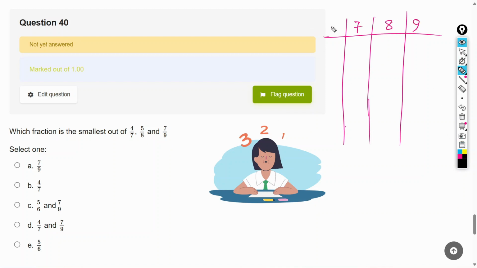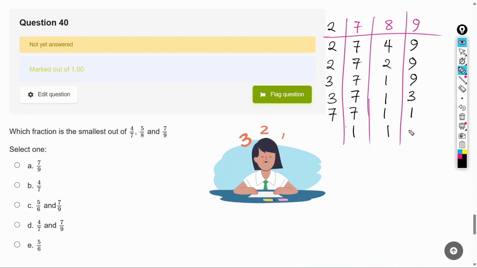We can use 2. 2 into 7, we cannot go, we bring down 7. 2 into 8 is 4. 2 into 9 cannot go, we bring down 9. 2 again, 7, 2, 9. 2 again, 7, 1, 9. We've exhausted 2. We can use 3. 3 into 7 cannot go, we bring down 7. We bring down 1. 3 into 9 is 3. We divide again by 3. We bring down 7, 1, 1. And then finally 7, 1, 1.